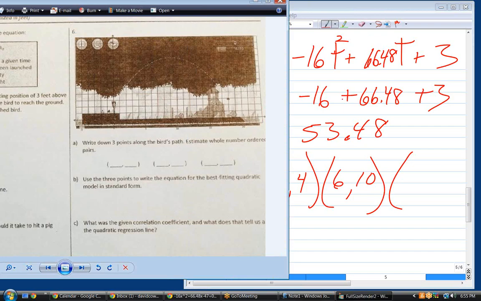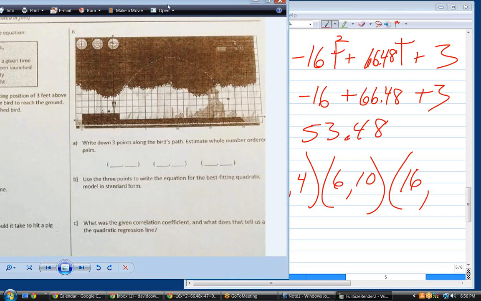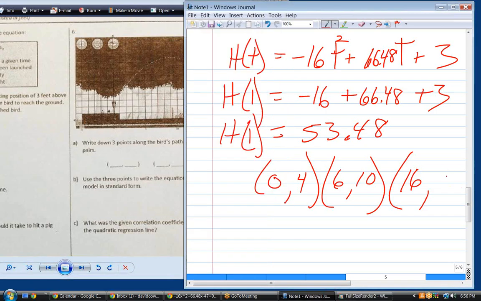And let's pick another point that goes through a corner. How about that one right there? What's that point? That is, let's see, 16, 1, 2, 3, 4, 5, 6, 16, 6. Okay. All right. Since 3 points is all you need to define a parabola, if you put only 3 points into a quadratic regression, it's going to give you a perfect parabola for that. In fact, it should have an r squared of 1.